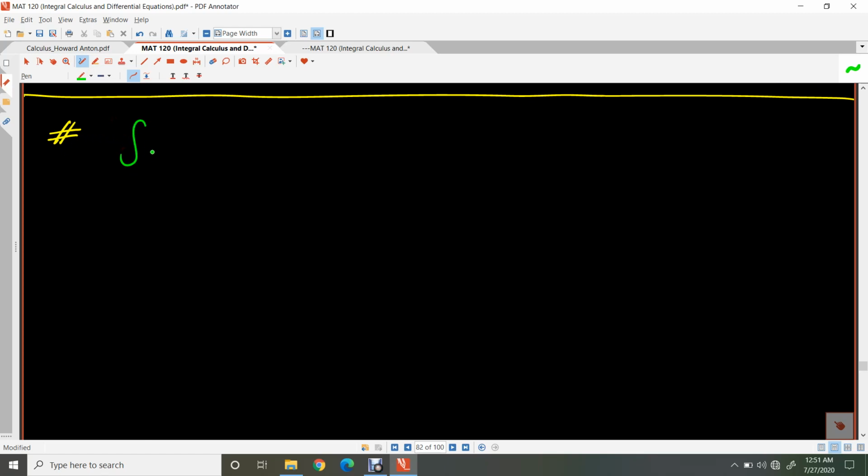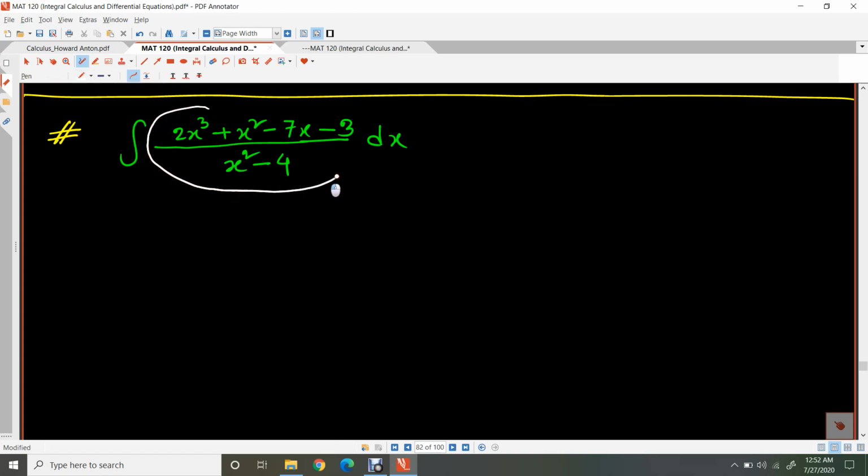Let's say we have to integrate. Let's take a complicated rational function which is of improper type. 2x cube plus x squared negative, let's say 7x negative 3. I am taking a function randomly, and in denominator we are placing, suppose we have x squared negative 4, so we have to integrate this function. Now we can see that this is of improper rational type. That means it is one kind of improper rational function.